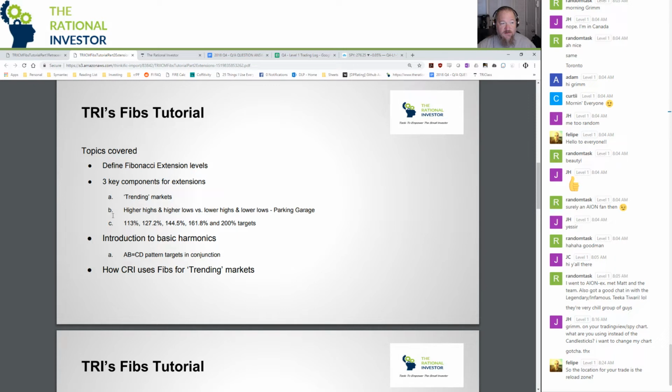We typically use extensions in trending markets. We are not using extensions for location per se. We're looking for extensions to show us, instead of how much is the market taking back, we want to look at where are we likely to finish this move, right? Now, when we can see that extension match up with a reload zone from a previous move, that's very strong, right?